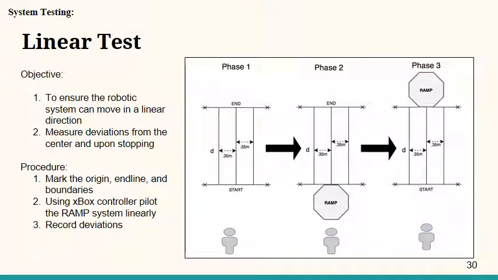I would like to talk about the system testing. For our system testing, the objective is to ensure the robot system can move in a linear direction, and we measure the deviation from the center upon stopping. The procedure includes first marking the origin, the end line, and the boundary for how the robot will move, and we use the expert controller to pilot the robot, and then we record the deviation. The picture on the right shows how we do our testing.